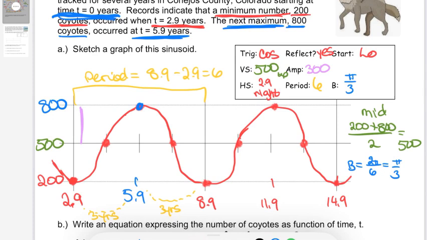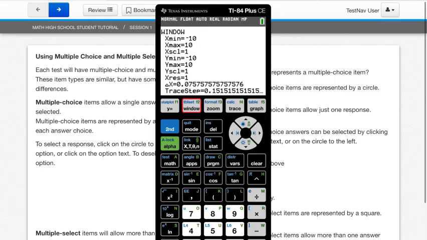And to get those 2 complete cycles, it ends at 14.9. I want to go a little higher than that so I can fully see those 2 cycles. So I'm going to leave that negative 10. Actually, I'm going to make it a little smaller. I'm going to make that x minimum a negative 5. I don't really need to see a whole lot of negative x's. That x max, I need bigger than 14.9. I'm going to call it 20. Leave those scales alone. And now let's talk about the y.